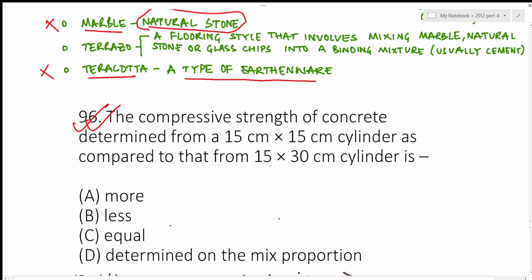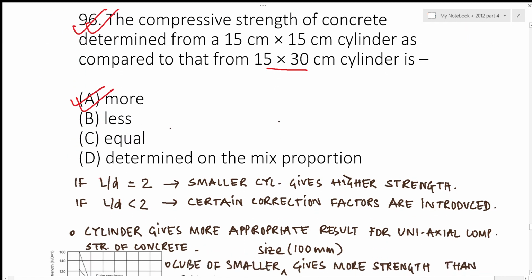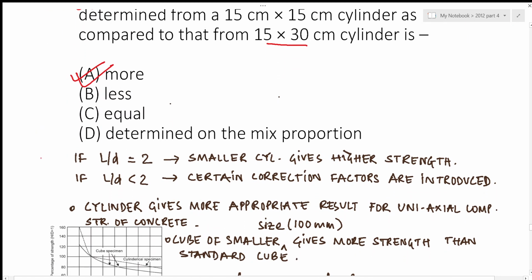Next question is, the compressive strength of concrete determined from a 15 centimeter by 15 centimeter cylinder as compared to that from a 15 centimeter by 30 centimeter cylinder is. Now if the cylinder is smaller, the compressive strength is more. Also, if the height to diameter ratio is 2, then the smaller cylinder will obviously give higher strength.